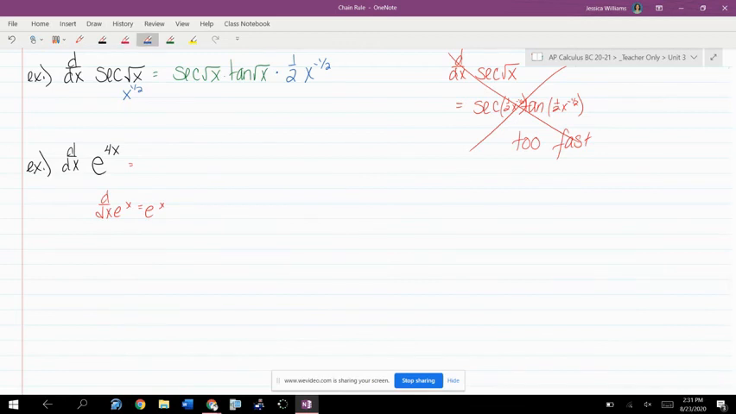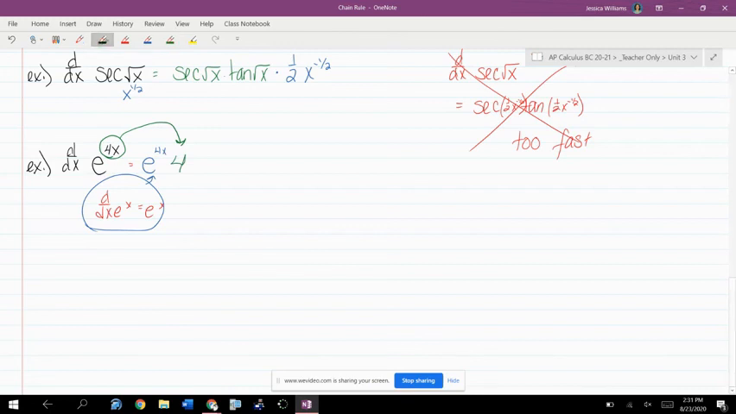So your outside function is e to a power, and the way you differentiate e to any power is just by writing it over again. That's me using this rule here. But then you have to go into the power and take that derivative as well. So this power is 4x. Its derivative is 4.